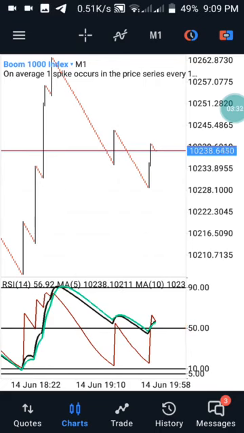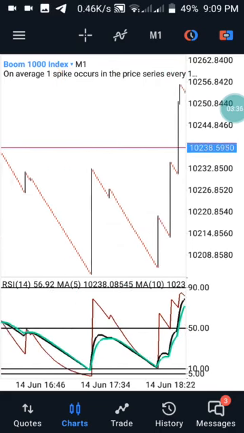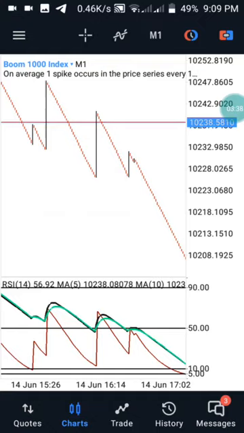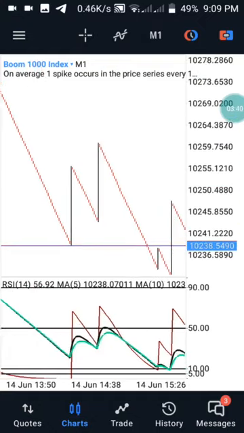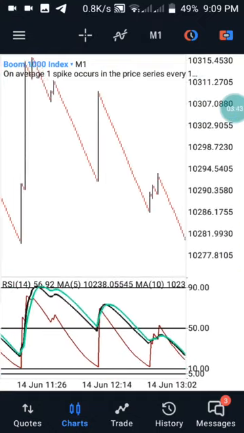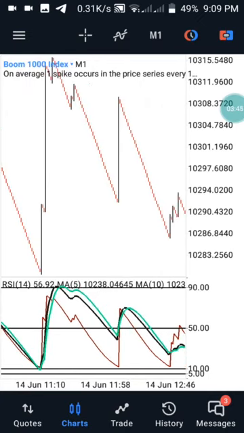So let me show you more examples of what I really mean by this, so that you can see that this strategy is working perfectly. Perfect. You see that? We have another confirmation at this area.